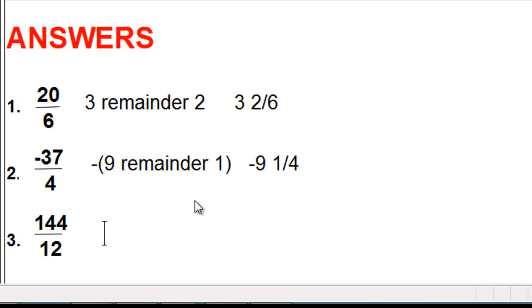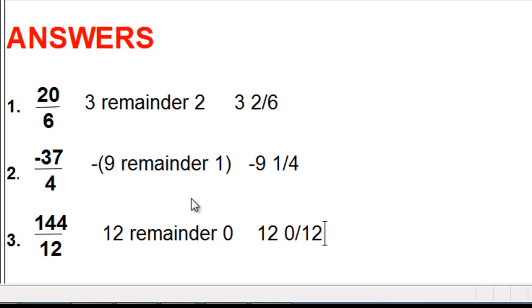Okay, now here's a tricky one. 144 divided by 12. Well, that's 12. 144 divided by 12 is 12, remainder 0. So you could actually write this as 12 and 0 over 12. Or you could actually just write it as 12.